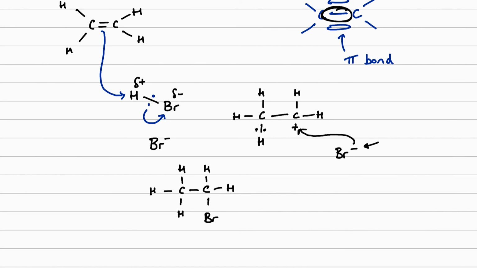Now this type of reaction is called an addition reaction because I've taken two molecules and added them together. And it's electrophilic addition because the first step in this reaction mechanism is the attack on the electrophile by the pi electrons in the double bond. So this is electrophilic addition.